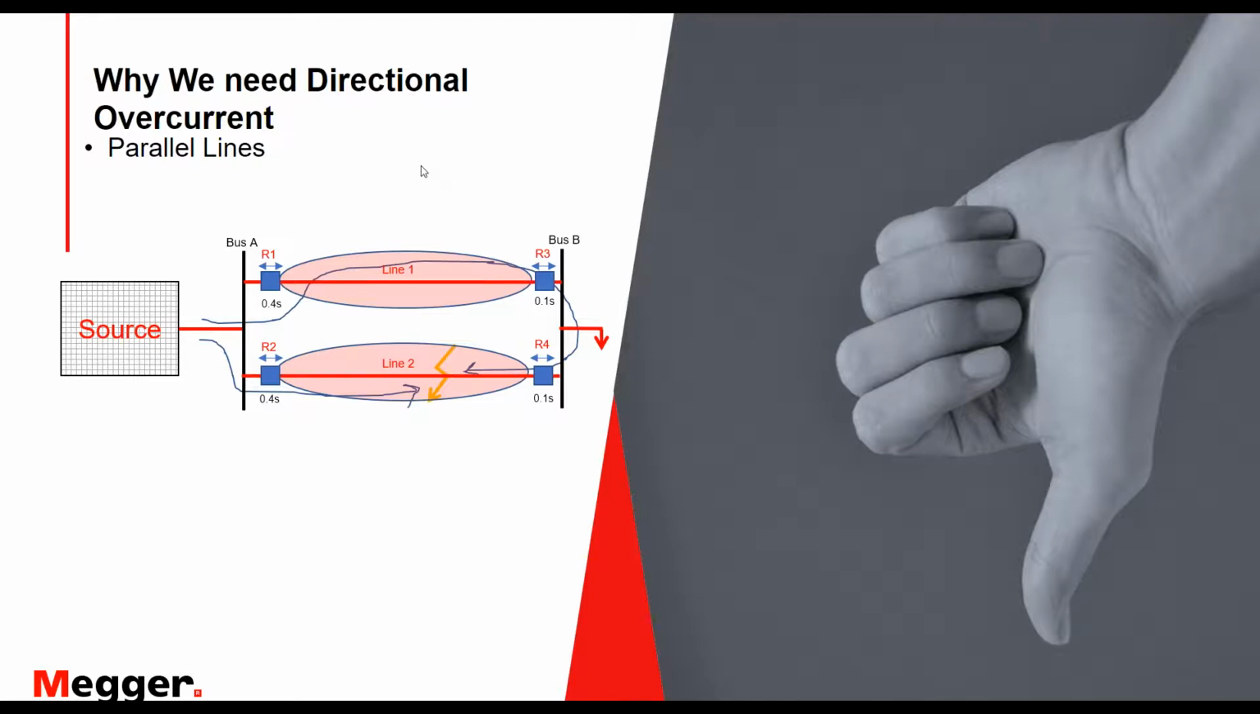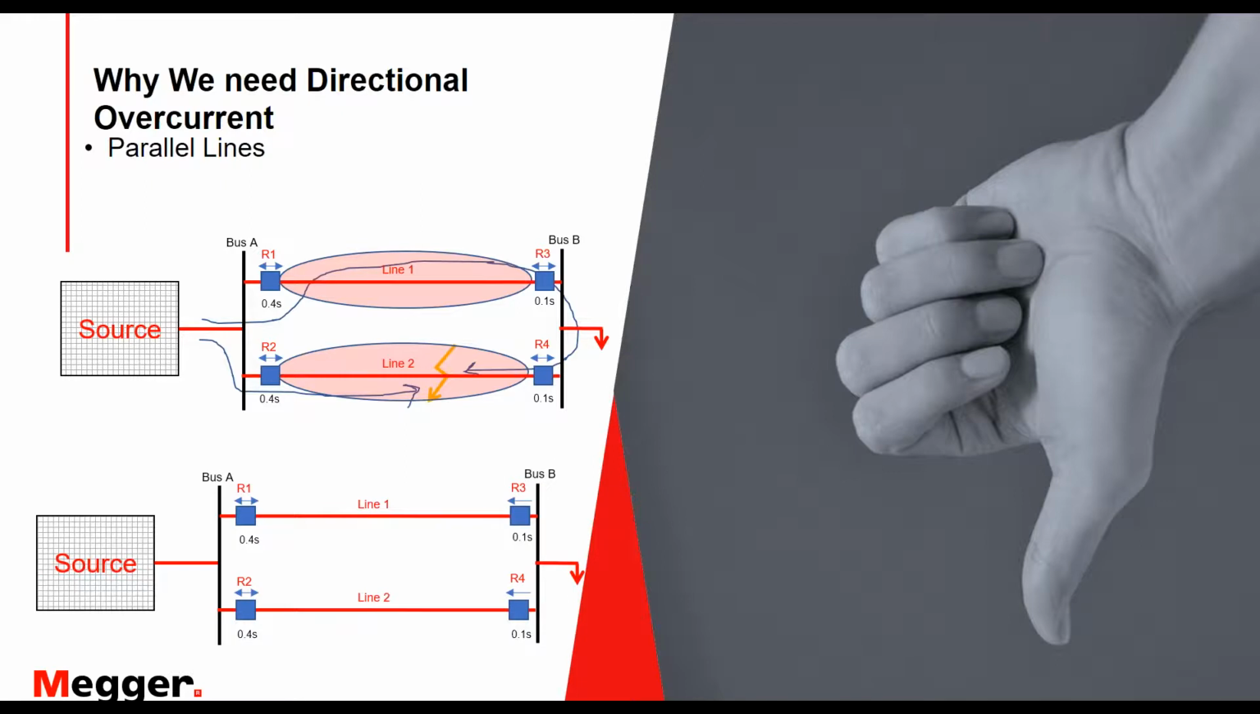How can you correct this operation? By adding a directional overcurrent to relay 3 and 4. So now they only operate towards their respective lines. So relay 3 will only operate if the fault current is flowing through line 1, and relay 4 is only operating if the current is flowing through line 2.